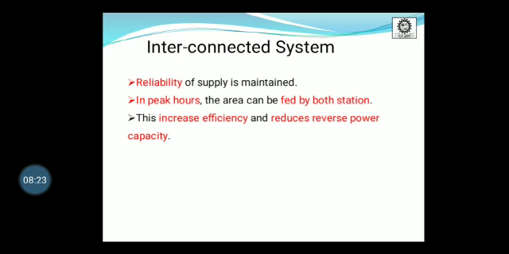In this way, we discussed classification of distribution system and connection scheme of distribution system.